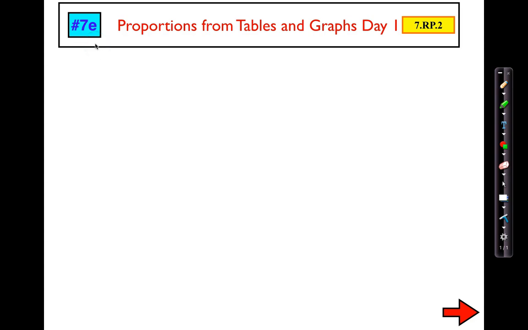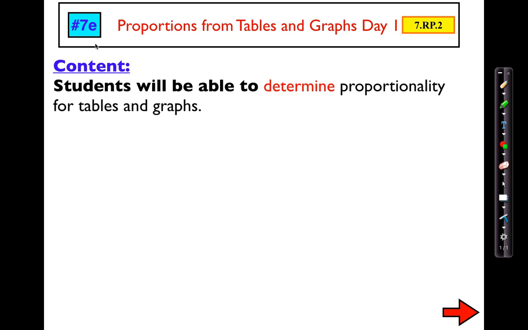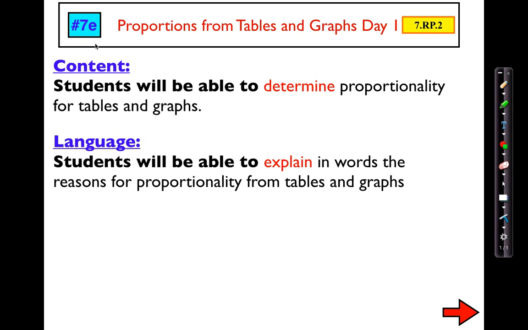Welcome back. Today we're going to be talking about proportions from tables and graphs, day number 1. Our content objective is students will be able to determine proportionality from tables and graphs. Language objective is students will be able to explain in words the reason for proportionality from tables and graphs.